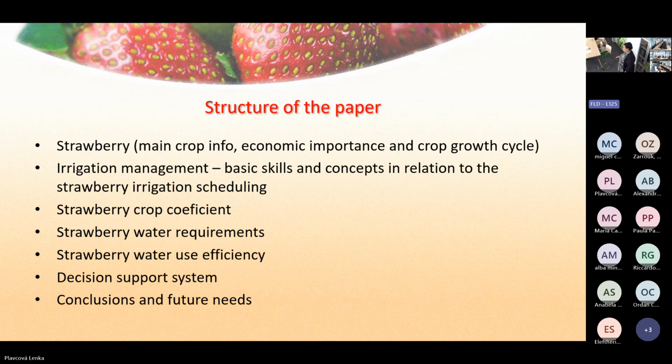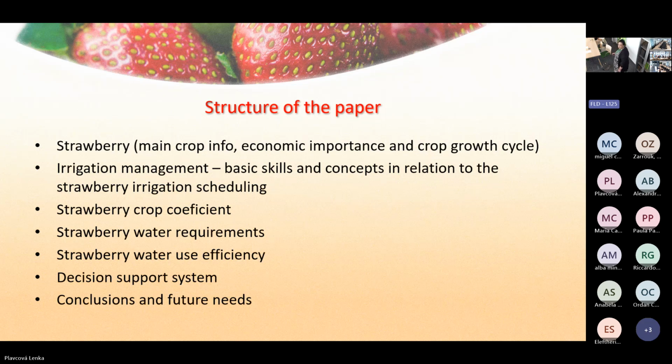It will be about the main information about the crop, and it's very important to understand the crop growth cycle. In general this is a perennial crop, but normally it's used for 1 year for faster production. We also need to know about irrigation management, because the crop is grown in different conditions: either field, where we have mulch or no mulch, then plastic tunnels, and also greenhouse production, with different soil conditions and also soilless conditions.